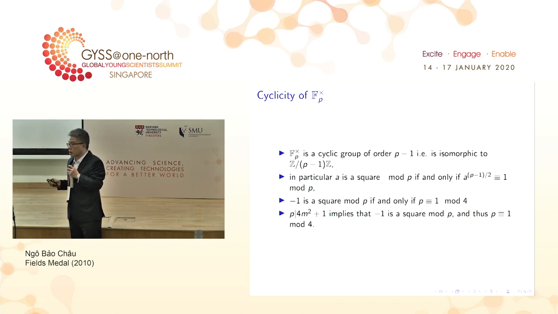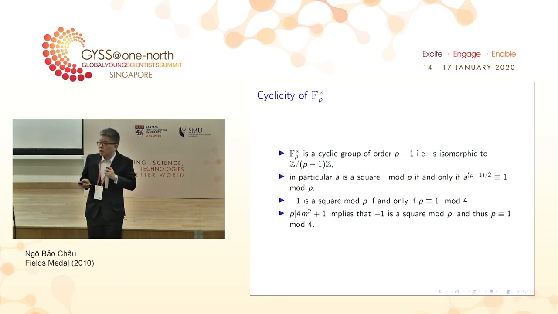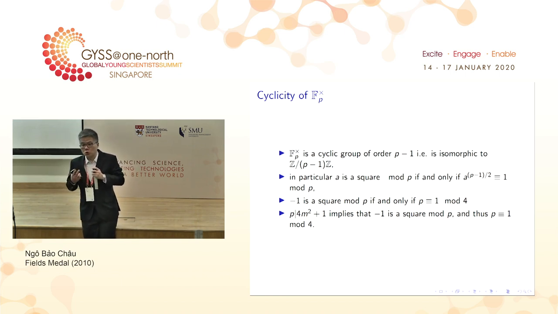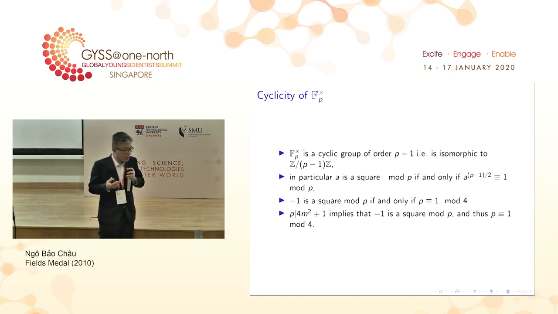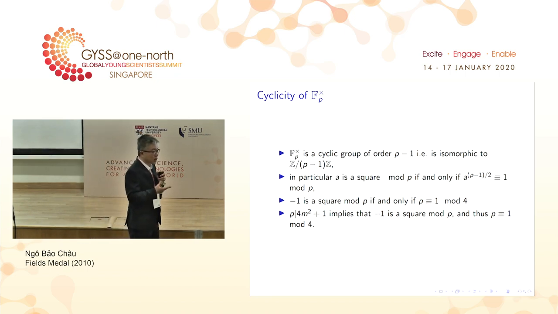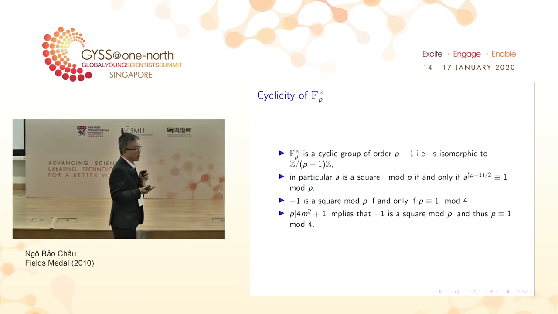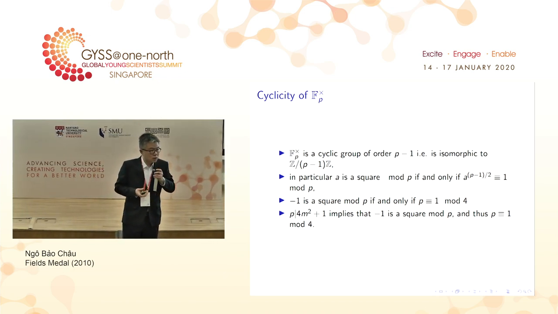So if we have a solution, I say that A is a square mod P, and if it is not, I say that A is not a square mod P. For example, let's do P equals 3. You have two congruence classes, 1 and negative 1. So 1 times 1 is 1, negative 1 times negative 1 is also 1. So 1 is a square, and negative 1 is not a square. So that is the type of question you can ask in general.